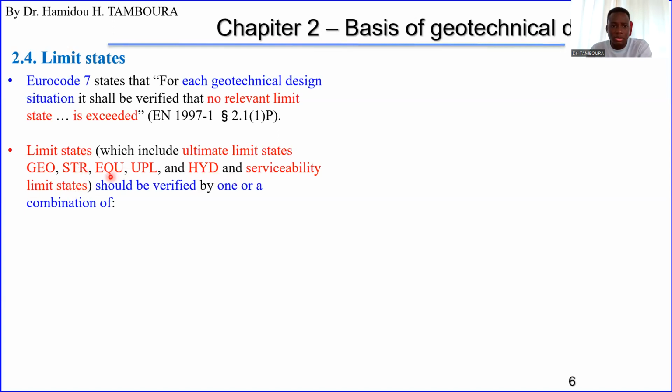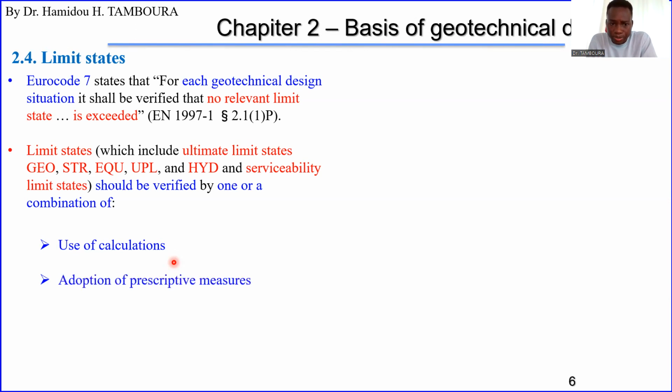All these limit states should be verified. There are many ways to verify that you didn't exceed these limit states, okay? The methods include using calculation. You can use calculation to verify that in your calculation you didn't exceed the limit state. You can also use prescribed measures. That is another method to verify the limit state.